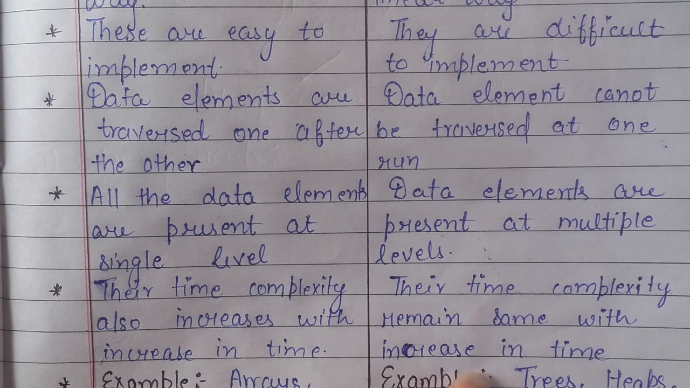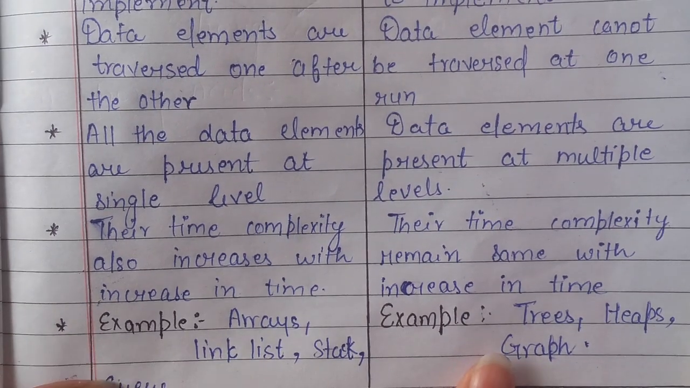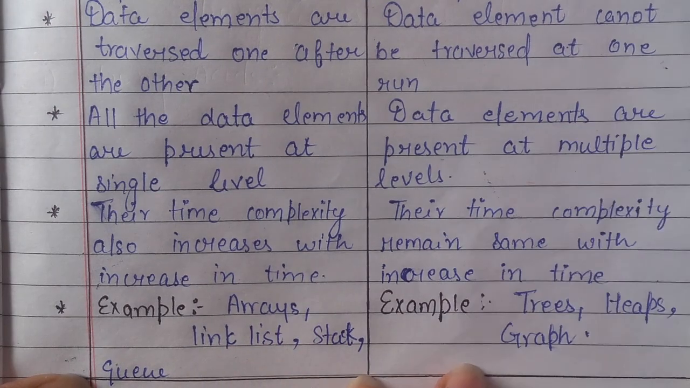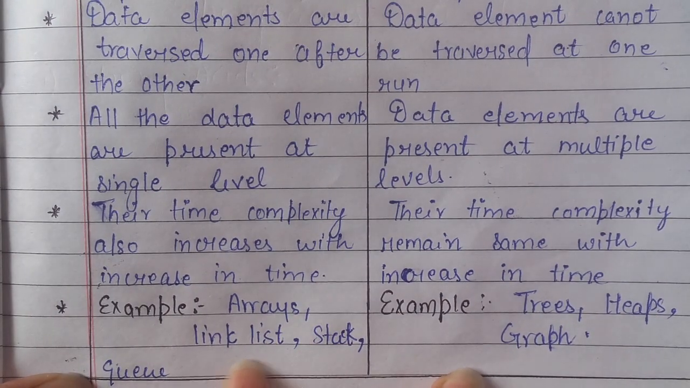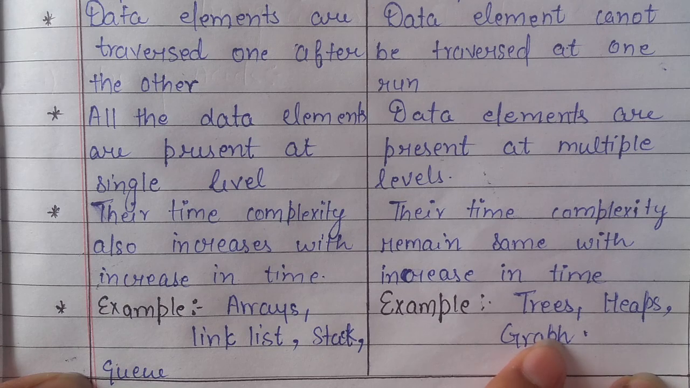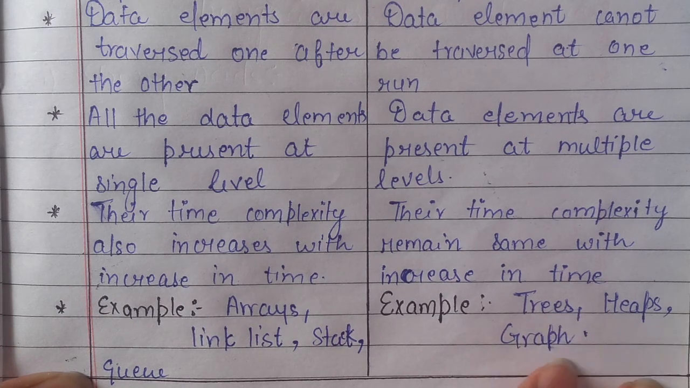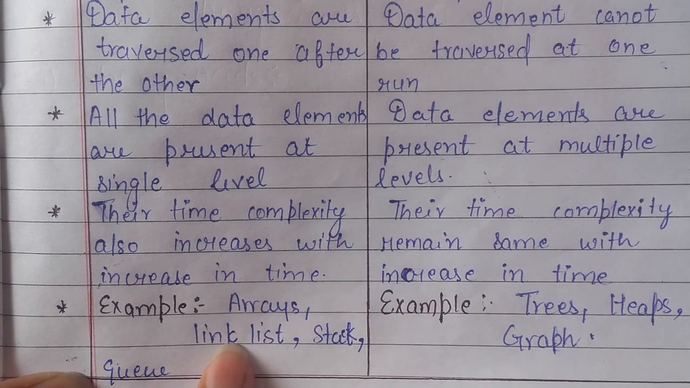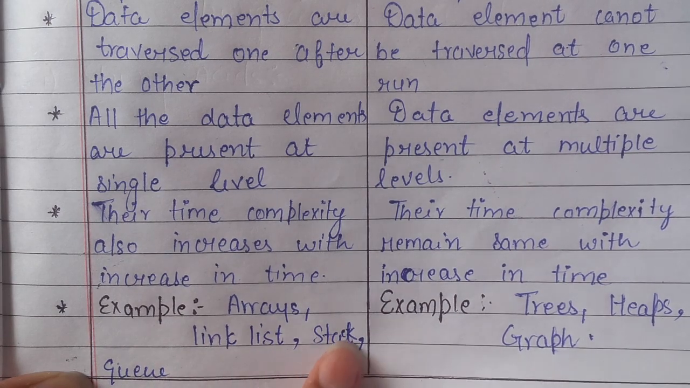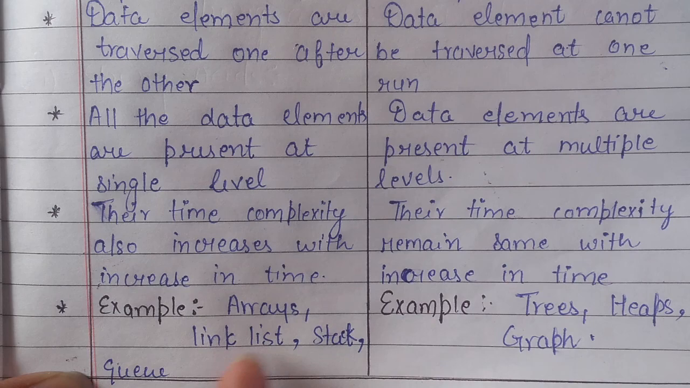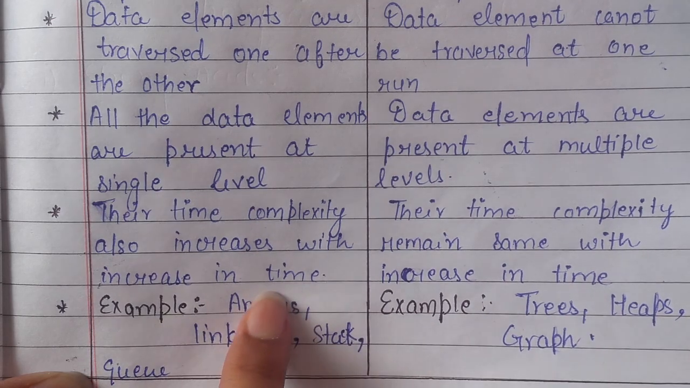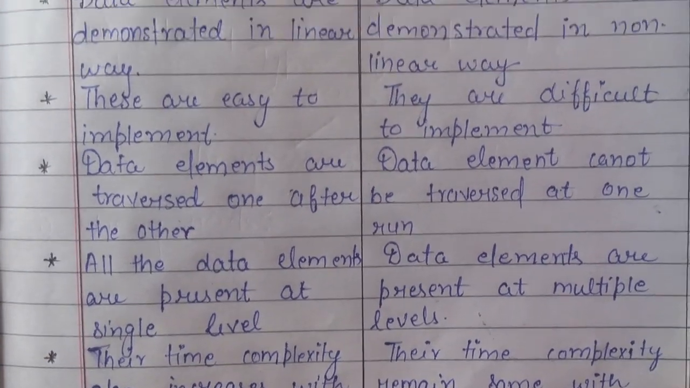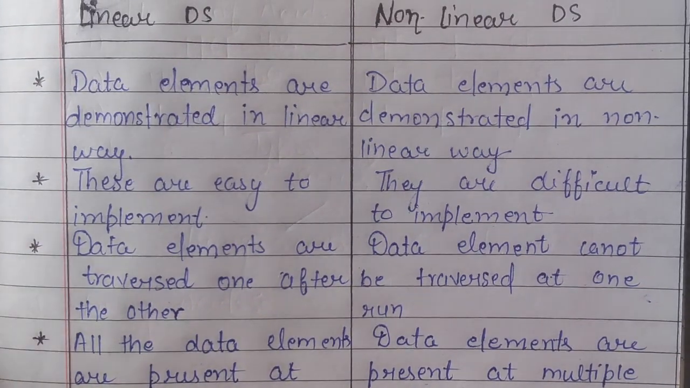Now there are some examples of linear and non-linear data structures. Linear ones are arrays, linked lists, stacks and queues, as I told you. Non-linear data structures are trees, heaps and graphs. An array is a static data structure and a linked list is a dynamic data structure. A stack and a queue can be implemented using arrays and also using linked lists. So these are the differences between linear and non-linear data structures.